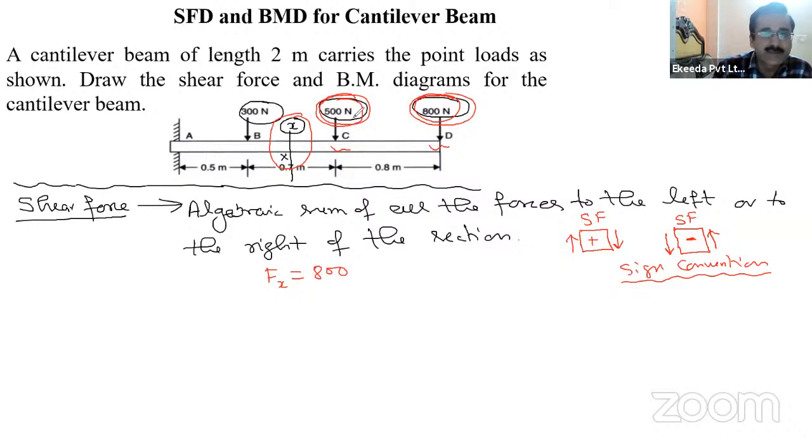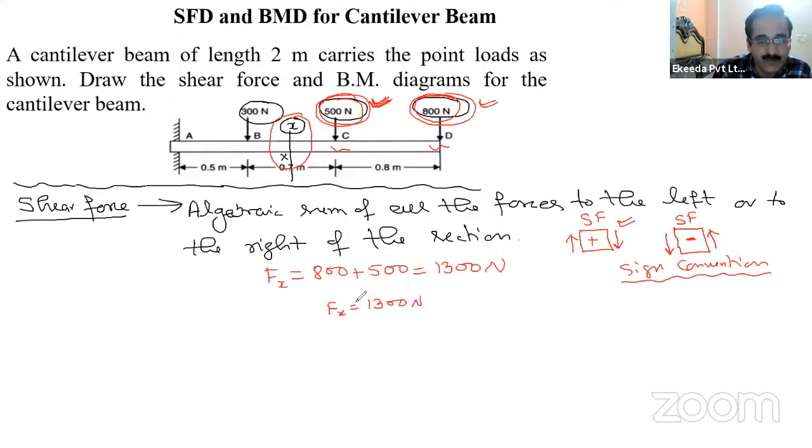And to the right of the section, there is another force, 500 Newton, right? Another force is 500 Newton. So this 500 Newton is again downward. You can see here, this sign convention will be used. Again downward to the right of the section, again it is positive. So I will write plus 500. So shear force at x section will be 1300 Newton, right? So Fx in this case is 1300 Newton.